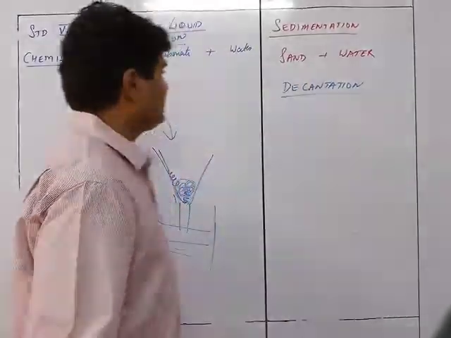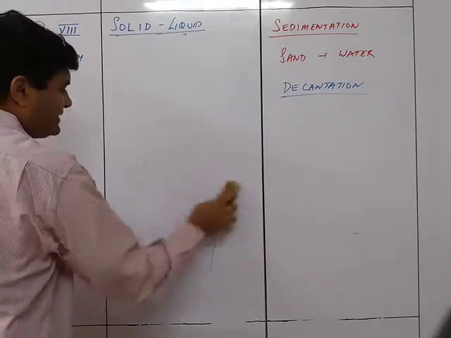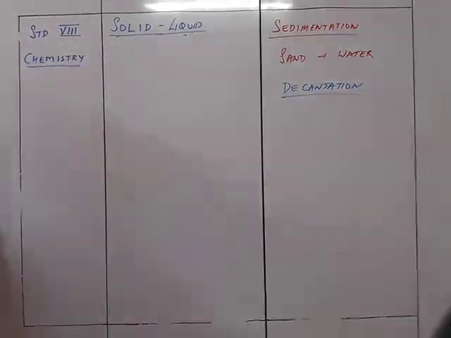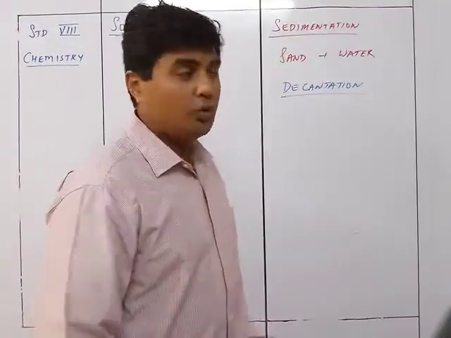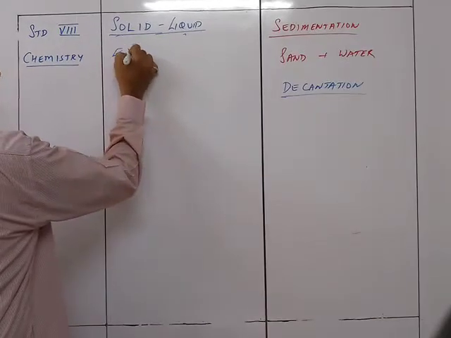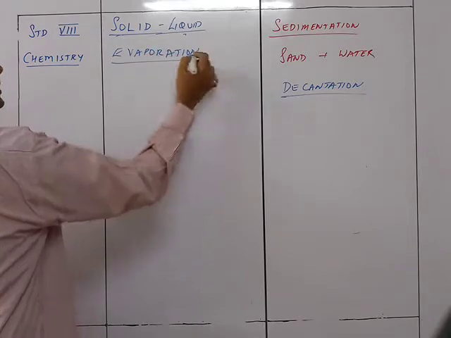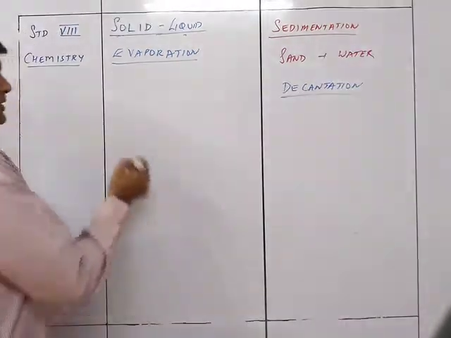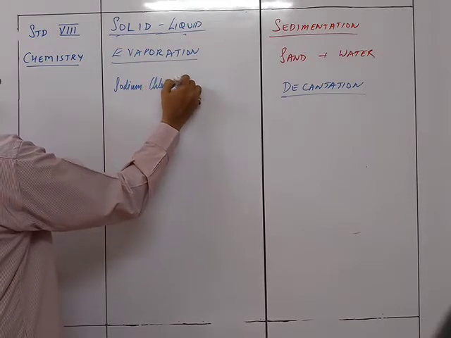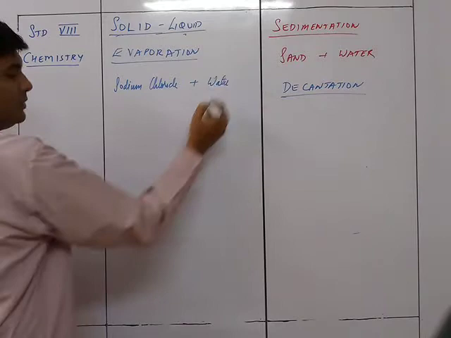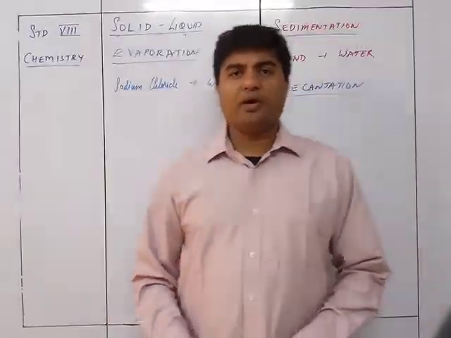The next one is the example of evaporation. When the substance which is dissolved in the liquid is a soluble substance, we have a process which is evaporation. The example over here would be simple: sodium chloride plus water, that is salt water. Sodium chloride is nothing but the common salt we have in our house.